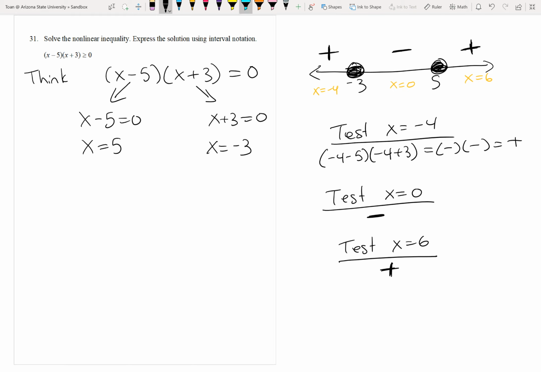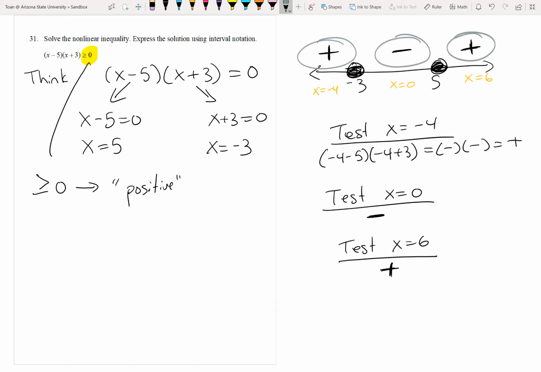Now, what you need to do is, again, look at your original inequality. See how it says greater than or equal to 0? We need to know that greater than 0 says positive. Those are positive numbers. All positive numbers are greater than 0. So what you have to do is look at your pluses and minuses that you put up here. That tells you that your final answer is the positive regions. And so I'm going to shade the positive regions here. This region and this region. All right.